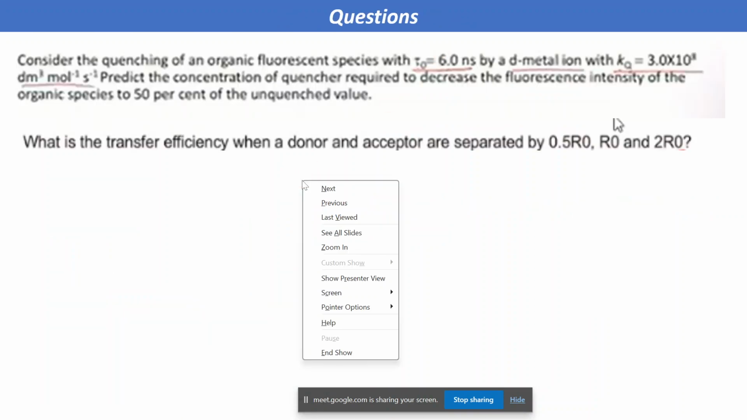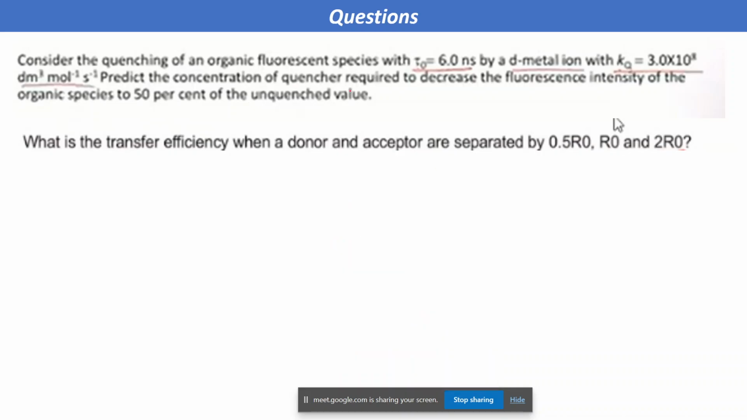Then, to know the concentration of a quencher, you use this formula: F naught by F equals 1 plus K Q tau into concentration of quencher. So this formula you have to remember.